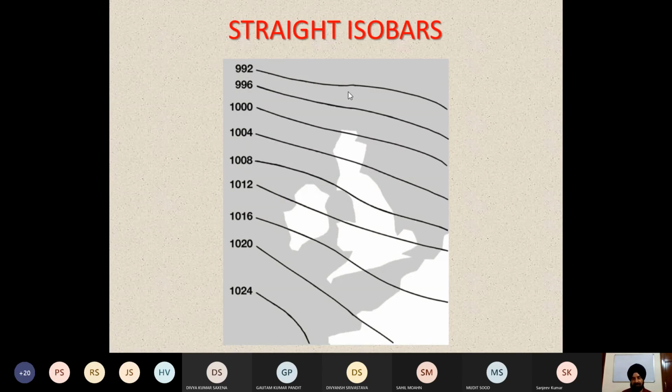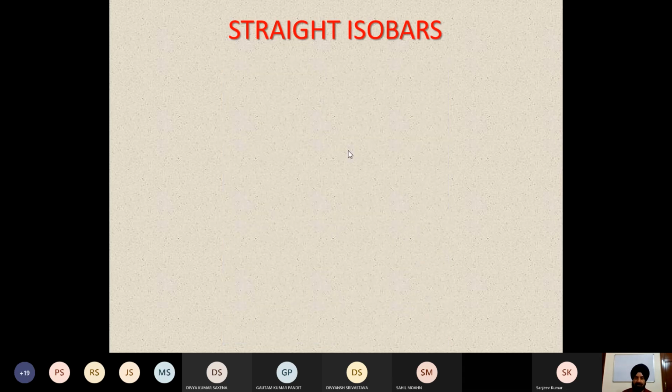You can sketch this, and write as much as you know about isobars, like the distance between them and the wind speed, which you can calculate. It depends on how much time you have and how many things you have to write. So straight isobars are done.